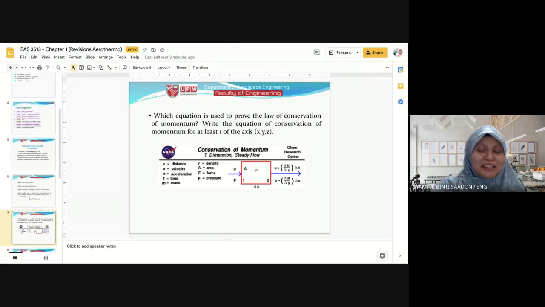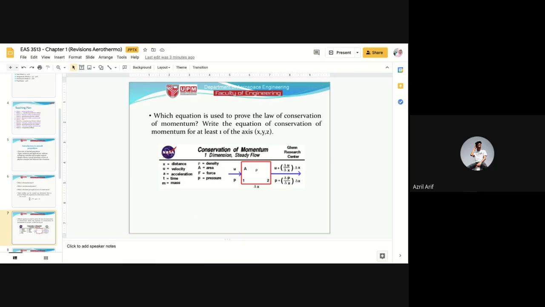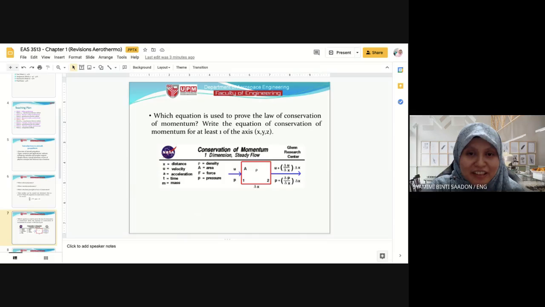What equation do we use for conservation of momentum? I think I accidentally mentioned it just now. Okay, so what is the equation used to prove the law of conservation of momentum? Azril, Arif, Syarul. Yes, Doctor. You can open the camera. What is the equation that we use to prove the law of conservation of momentum?